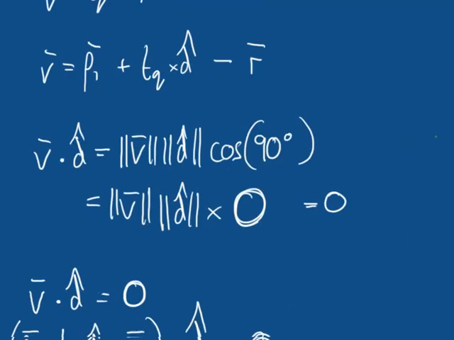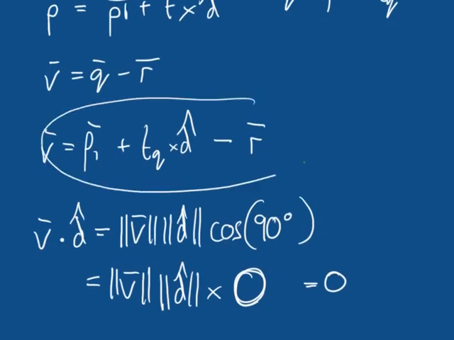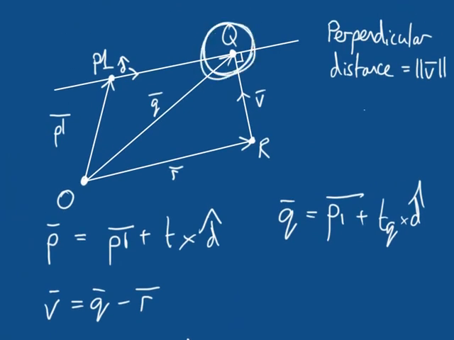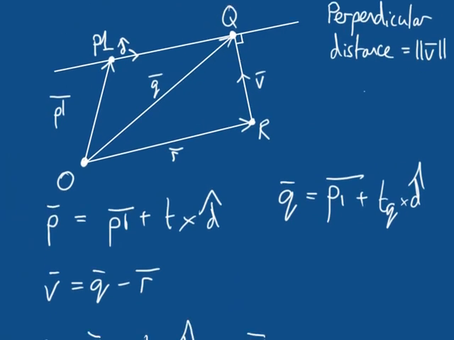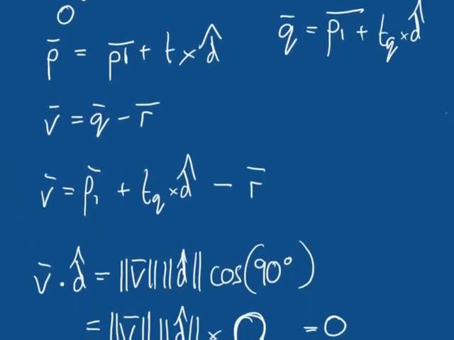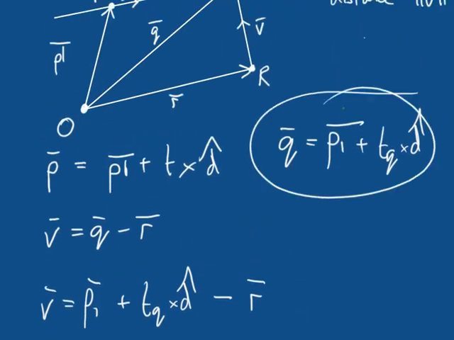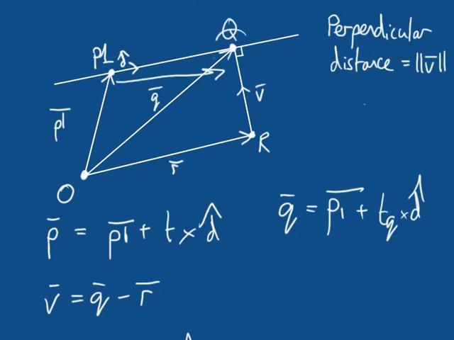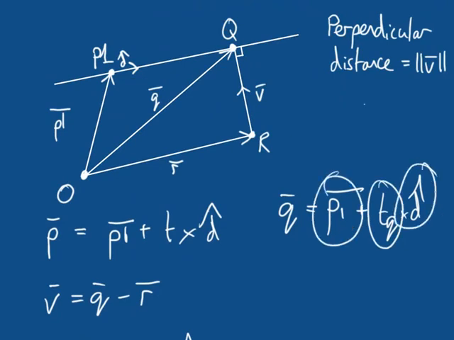So as I scroll back down, we're interested in this equation right here, because V is equal to P1 plus TQ times D minus R. We could then plug this value of TQ into that equation. Now you'll also notice, if we wanted to, with TQ we could find the point Q, the foot of our perpendicular, because we know that Q is equal to P1 plus TQ times D. Again, that TQ parameter was the parameter that defined where Q existed on our line. So now that we've got that, if we know our line equation, we can find Q.